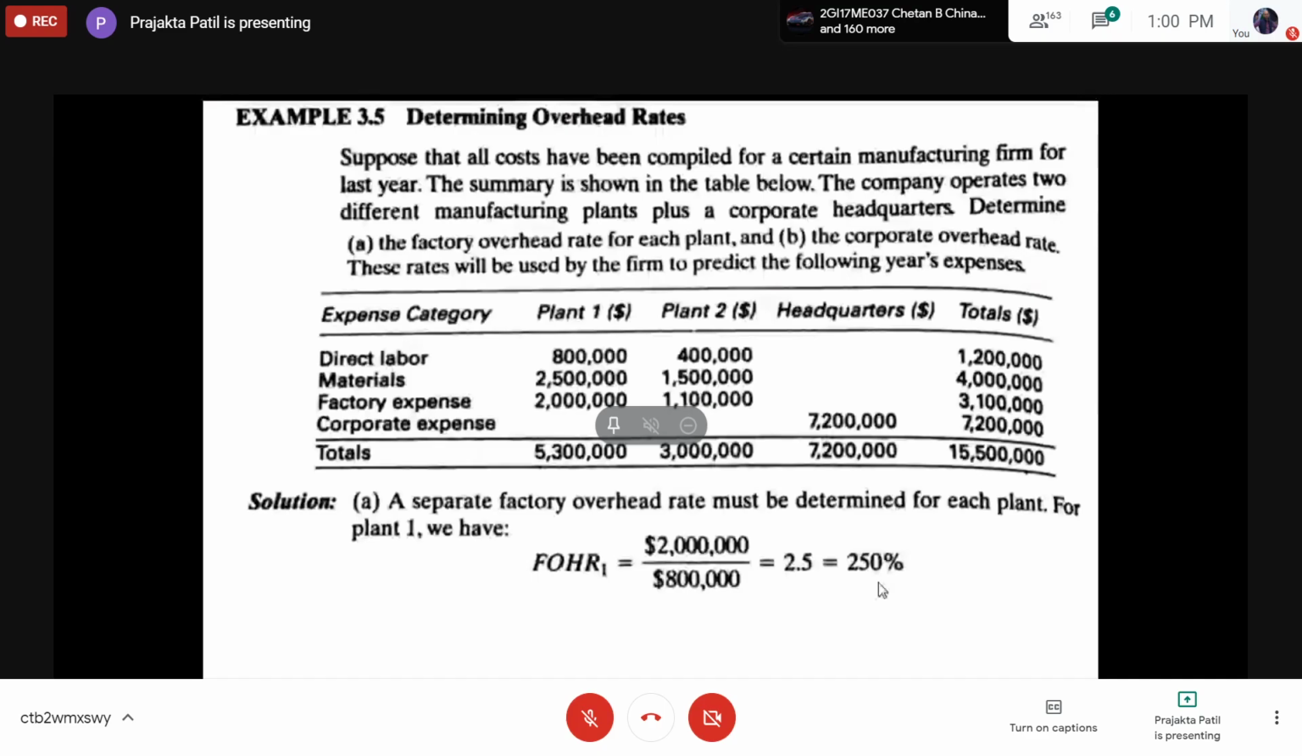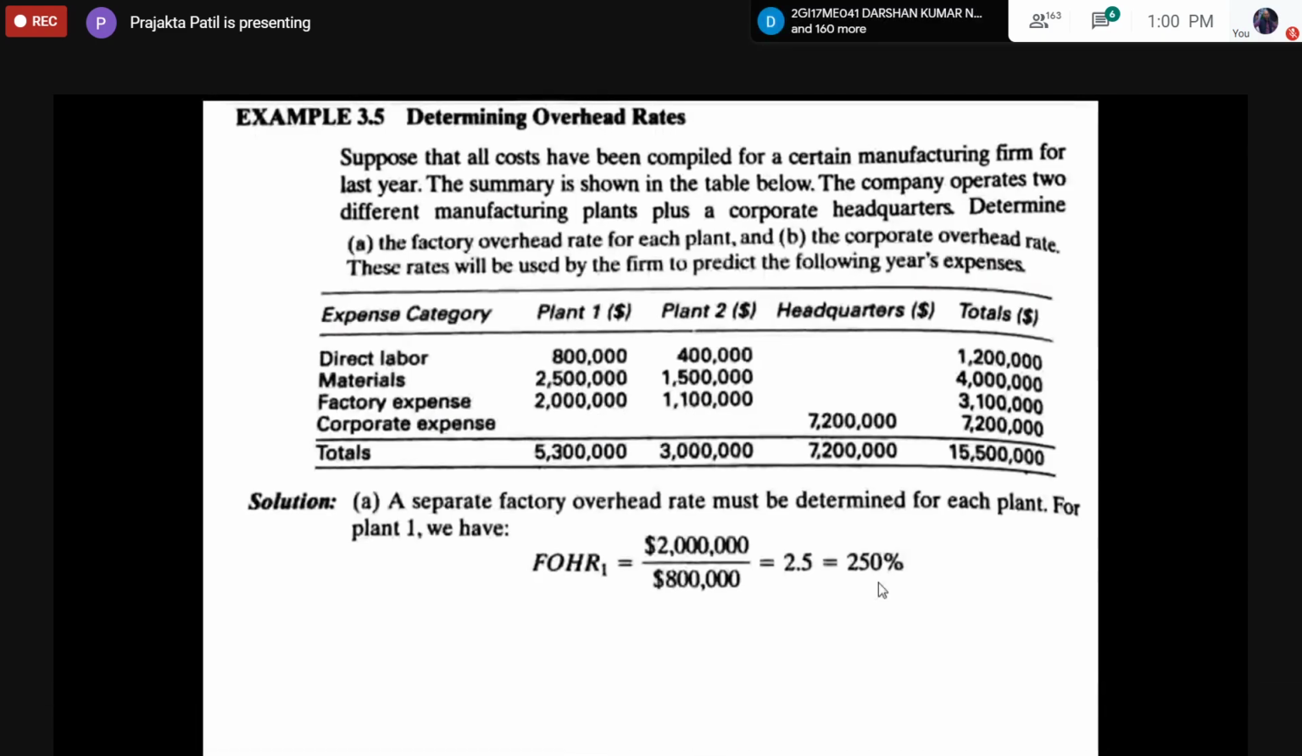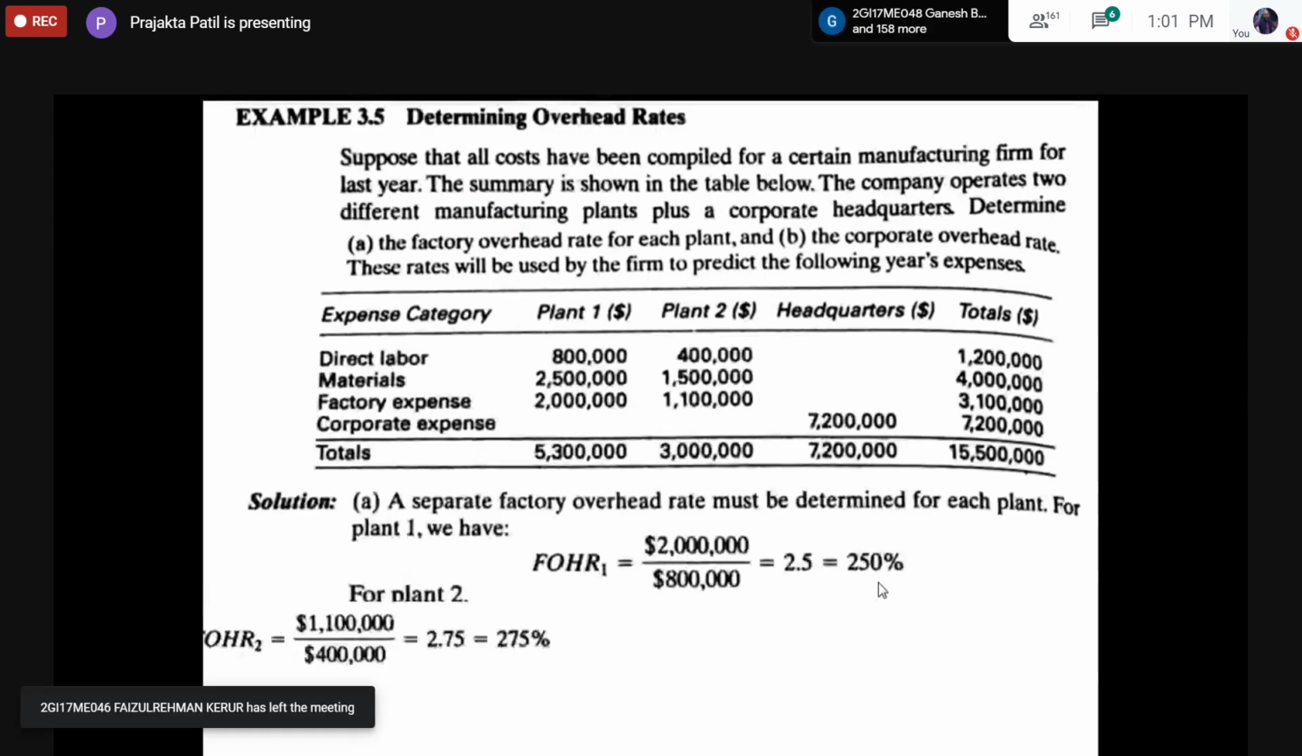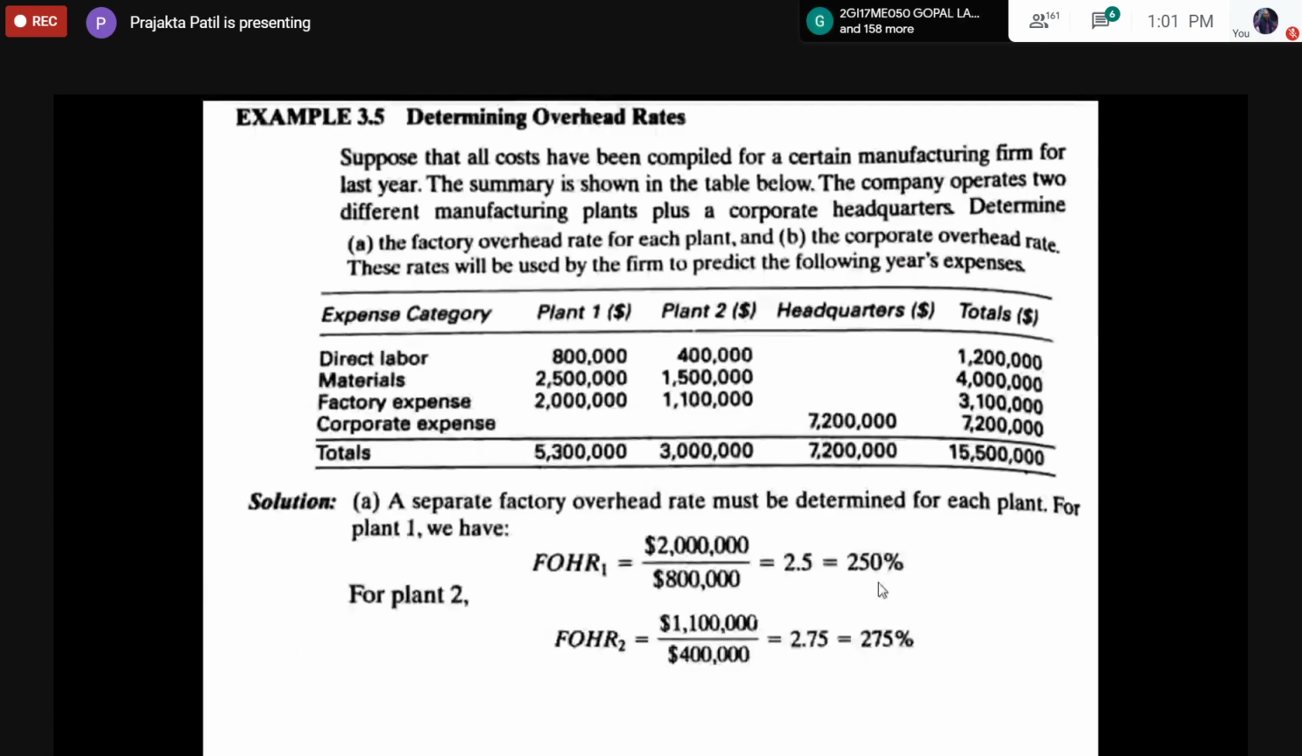So substituting, all are getting this? Find the factory overhead rate for plant 2. 275%. Correct. Now find the corporate overhead rate of the company.